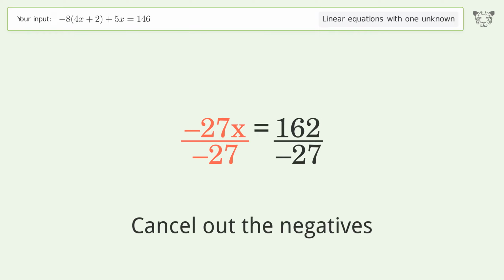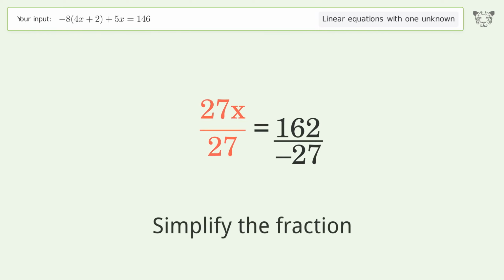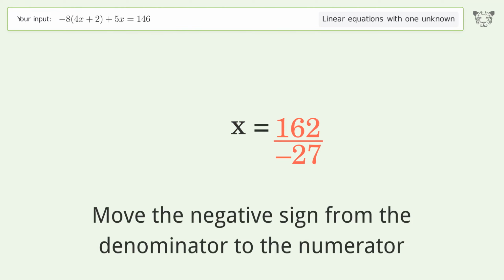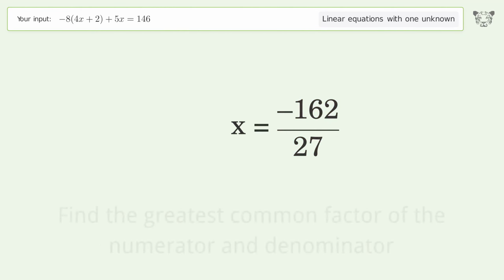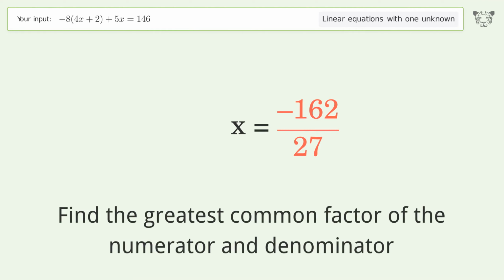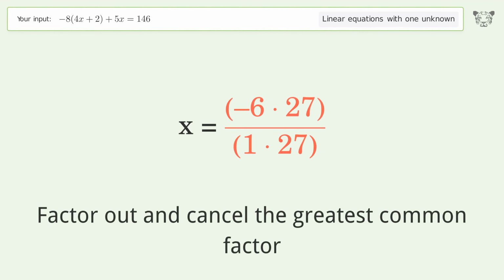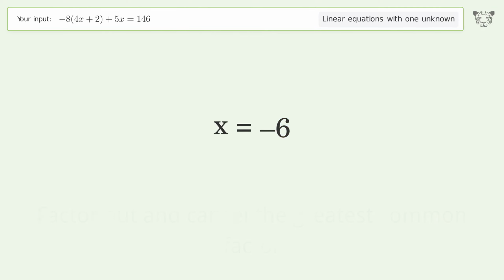Cancel out the negatives. Simplify the fraction. Move the negative sign from the denominator to the numerator. Find the greatest common factor of the numerator and denominator. Factor out and cancel the greatest common factor. And so the final result is x equals -6.